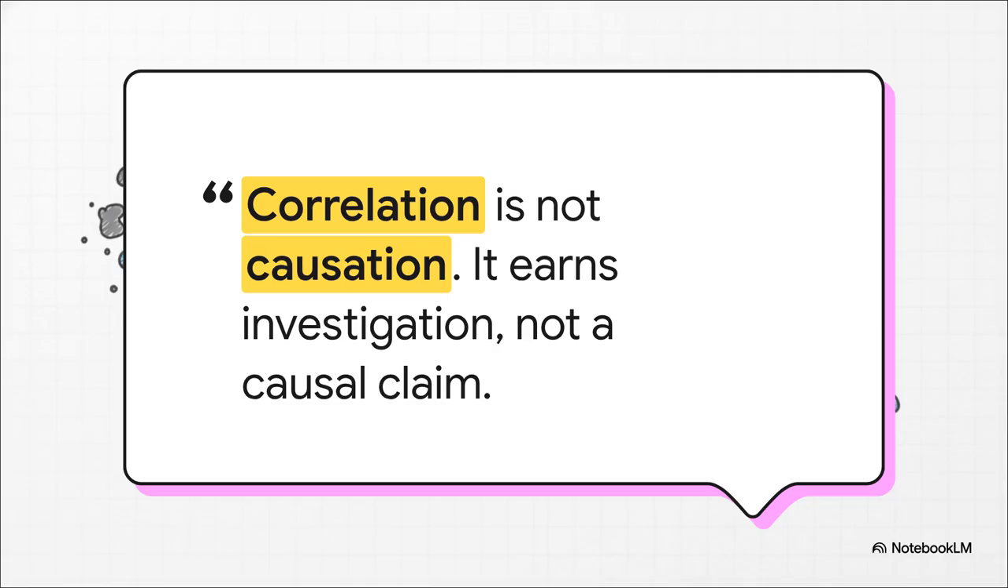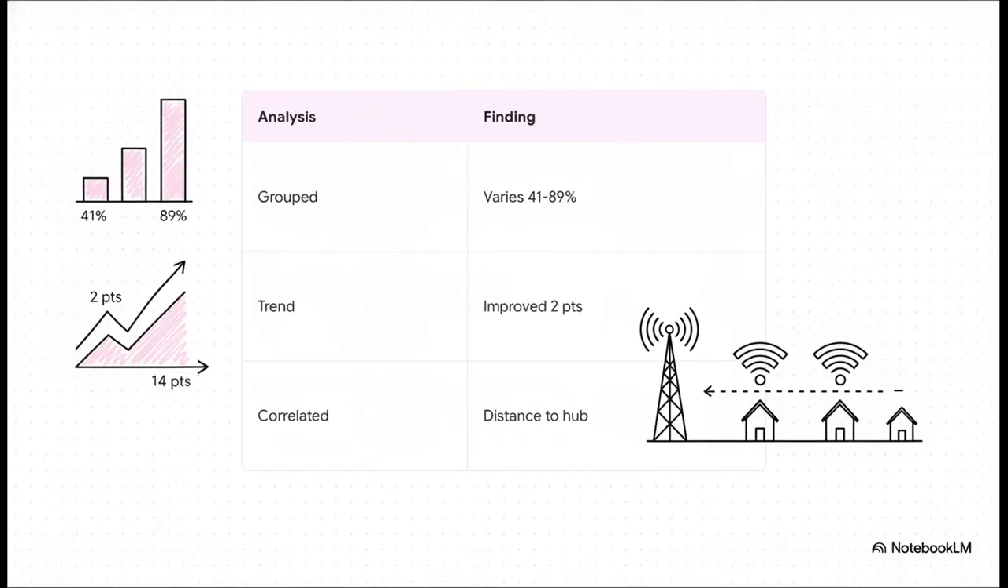A confirmed correlation earns further investigation. It does not automatically earn a causal claim. Let's look at EDA in action with our broadband example. Through a grouped comparison, we see connection rates vary wildly, from 41% all the way to 89% across different tracts. Analyzing the trend over time, we notice the lowest tract only improved by 2 points compared to a 14-point county average. And in our correlation check, we found a negative correlation with distance from a provider hub. This process proves how proper scoping finds the actual tangible mechanism that we can go test in our capstone prototype.